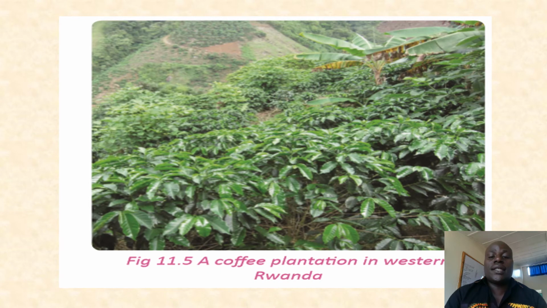If you check on this picture here, it illustrates a coffee plantation in western Rwanda. This is how coffee trees look like. Never confuse them with tea trees. Coffee trees maybe are taller than tea trees. Their leaves are not the same.